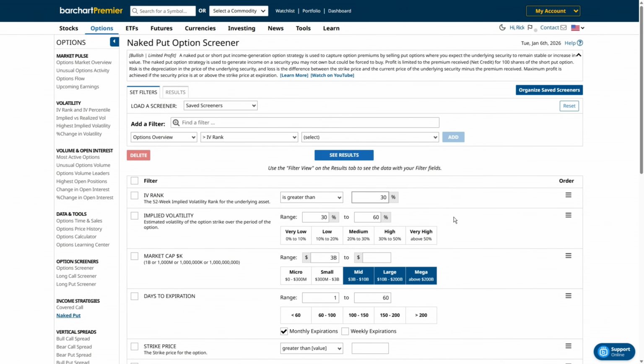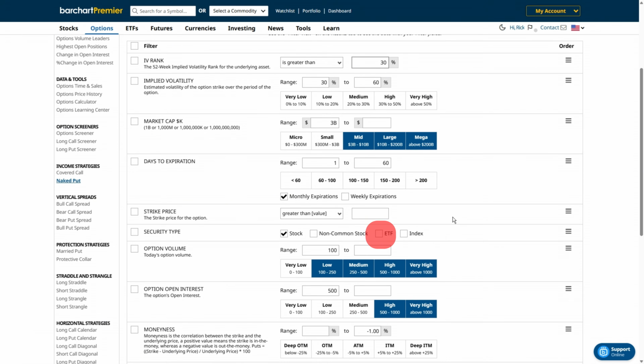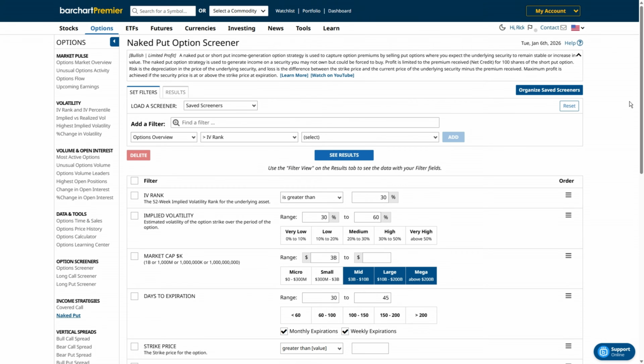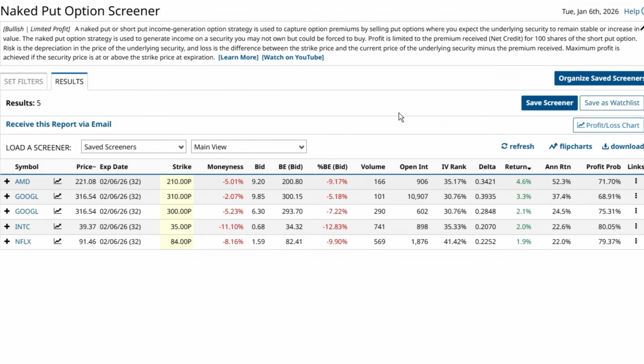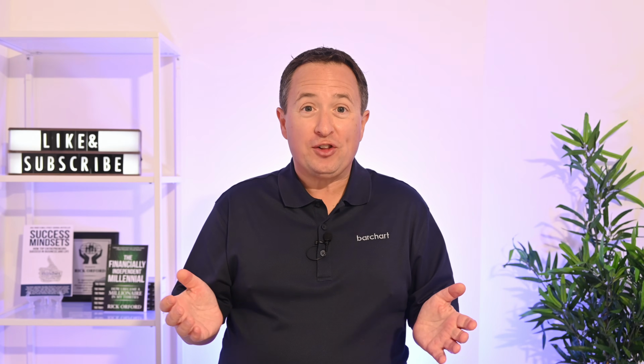Then I'll scroll down to the security type filter and add in ETFs. Then in the days to expiration, or DTE filter, I'll change it to 30 to 45 days and add in weekly options to expand my search. And there we have it. We've got 5 results, much better than the 800 we had before. But are we sure all these are ideal?